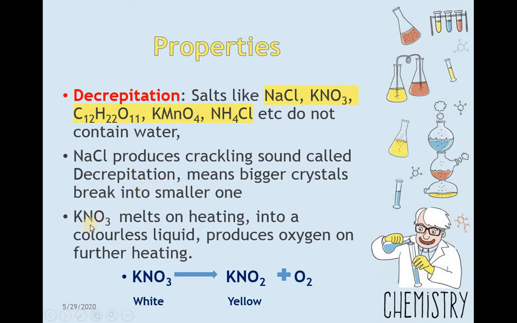And if you heat potassium nitrate as well as sodium nitrate, they melt on heating into a colorless liquid. They produce oxygen on further heating. So you will get white color potassium nitrite and sodium nitrate gives you yellow color sodium nitrite respectively, and oxygen gas. They do not produce any water.